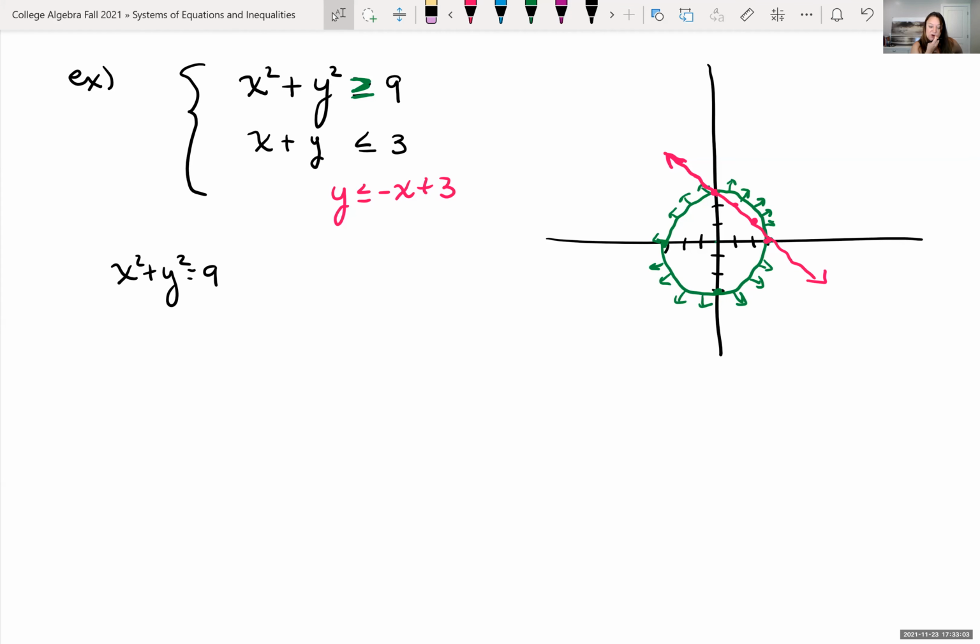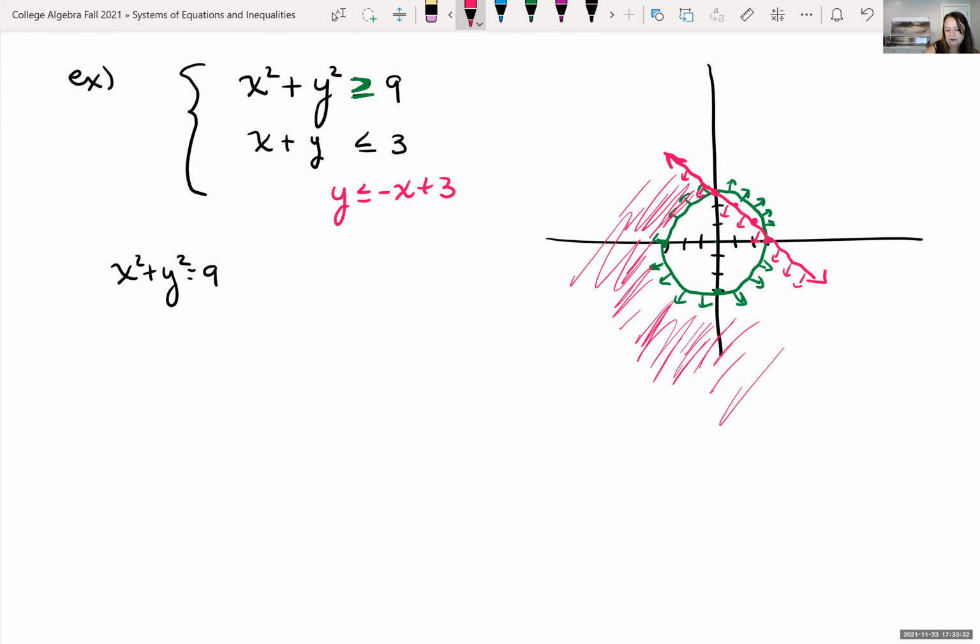Okay, so y is less than or equal to negative x plus 3. And so that tells me I'm going to have to shade everything below. And so we want the region that they both share in common. So if we had really shaded, where are they overlapping in those colors? If I did that, that would be out here, outside of the circle below that line. That would be our solution set.